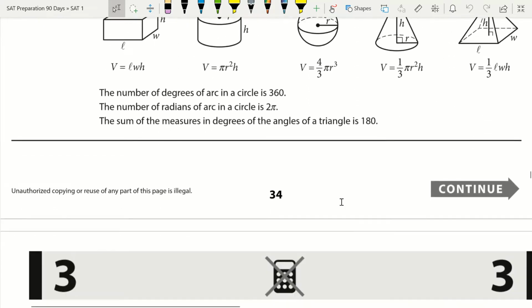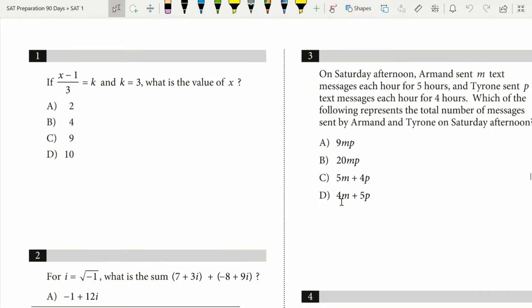Okay, so this is from SAT Practice Test 1. Okay, question 1. If (x minus 1) over 3 equals k and k equals 3, what is the value of x? Well, I know k equals 3, so I'm going to go ahead and plug in 3 for k. Let me switch to my black pen. I plug in 3 for k. I'm going to multiply each side by 3, so that way I can isolate x.